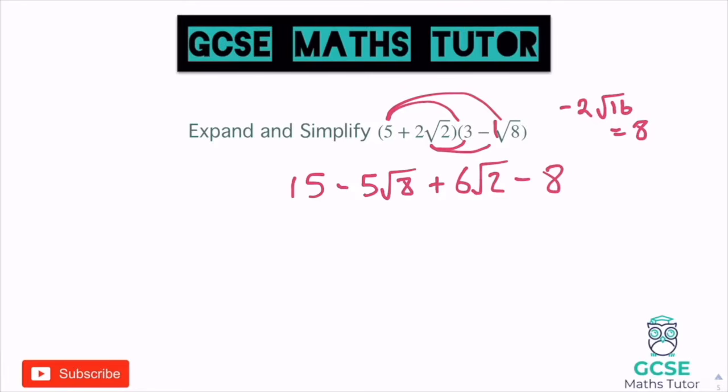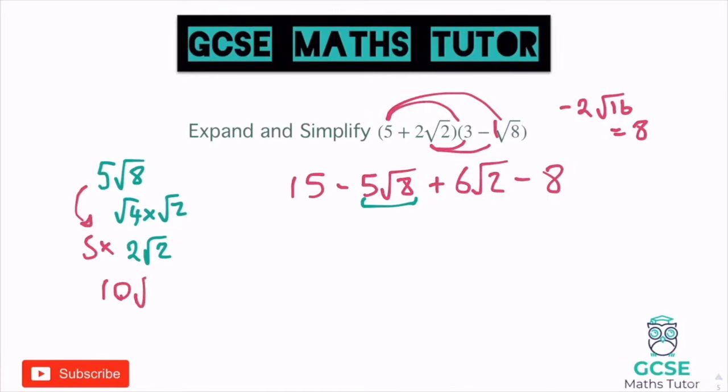So what I need to have a go at doing is first simplifying this, because we've got a 5 root 8 there and that can simplify. So again, I'm just going to do that to the side. 5 lots of root 8. So ignoring the 5, root 8 is root 4 times root 2, which is 2 root 2. And again, just remembering we did actually have 5 lots of that. So 5 lots of 2 root 2 is 10 root 2. So rather than writing this 5 root 8 here, I'm going to write 10 root 2.